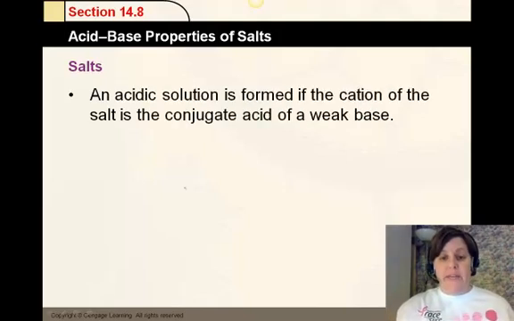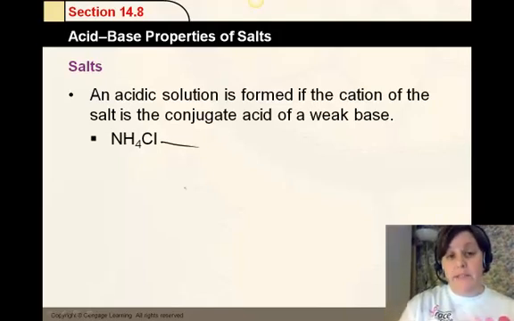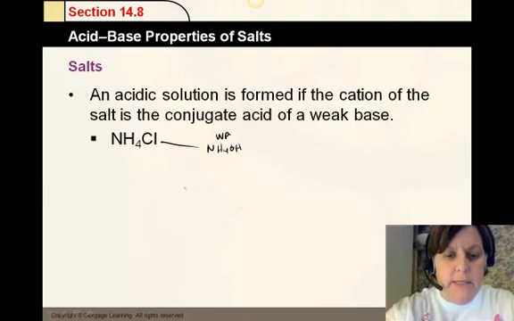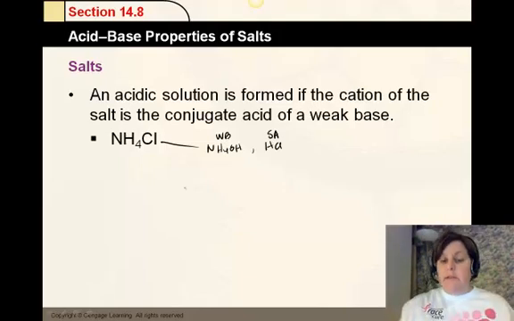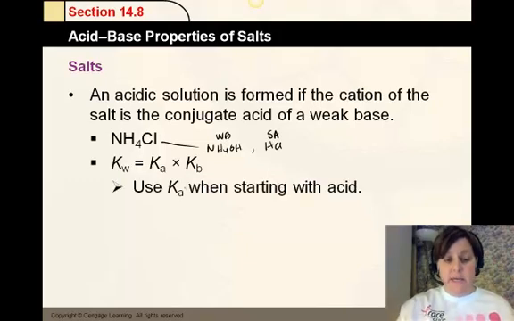Acidic solution is formed if the cation of the salt is the conjugate acid of a weak base. Again, let's look at this example, NH4Cl. The two components that had to be mixed prior to producing ammonium chloride are NH4OH, which is a weak base, and HCl, which is a strong acid. Well, again, strong acid and weak base come together, and the result is going to be acidic. So ammonium chloride is going to be acidic. Again, they're showing you about Kw, and we're going to use the Ka when starting with acid.